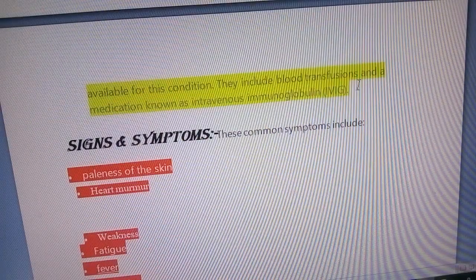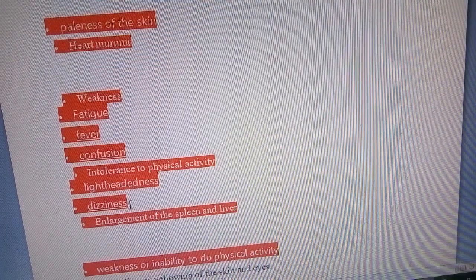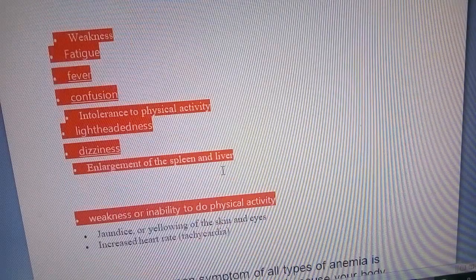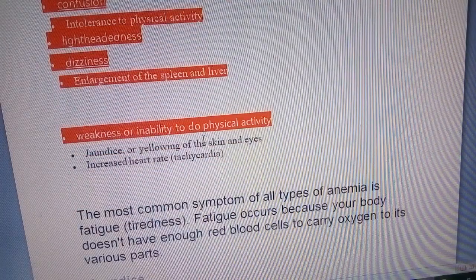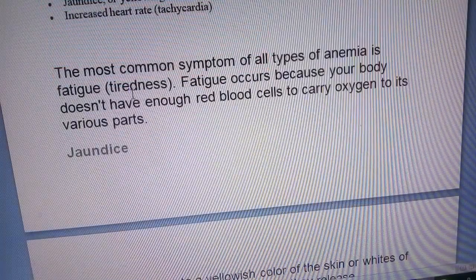They include blood transfusion and a medication known as intravenous immunoglobulin. What are the signs and symptoms? That is heart murmur, weakness, fatigue, fever, confusion, dizziness, lightheadedness, intolerance to physical activity, enlargement of the spleen and liver, weakness or inability to do physical activity, and jaundice. The most common symptom of all types of anemia is fatigue or tiredness.